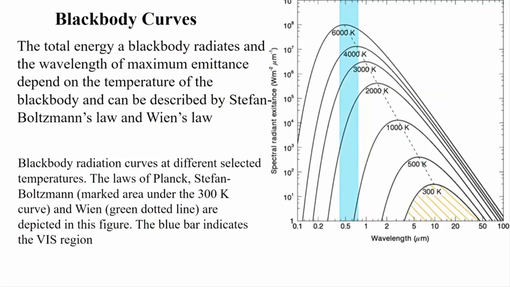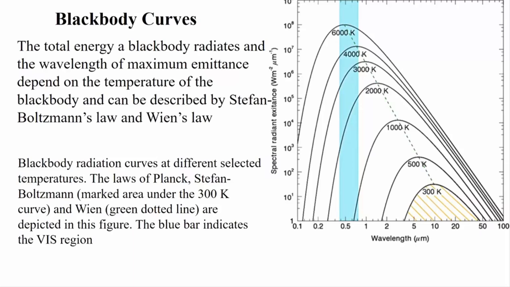Now let us see the black body curve based on Planck's law of black body radiation. The total energy a black body radiates and the wavelength of maximum emittance depend on the temperature of the black body and can be described by the Stefan-Boltzmann law and Wien's displacement law. Basically, these laws are derived from Planck's law of black body radiation.